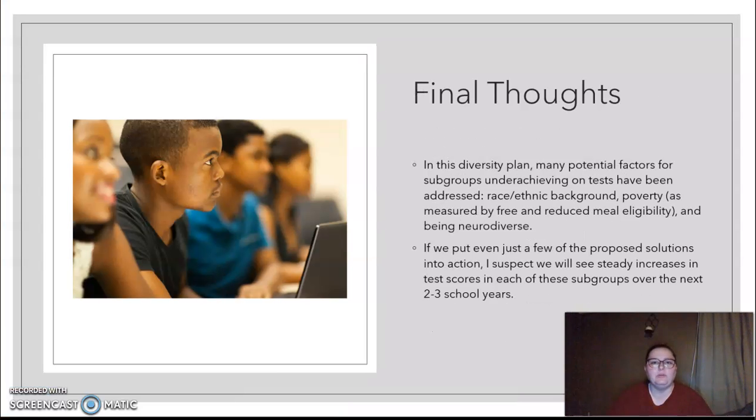So a couple of final thoughts. In this diversity plan, there were many potential factors for the underachievement of subgroups on tests that have been addressed. These include race and ethnic background, poverty, and being neurodiverse. If we put even just a few of the proposed solutions into action, I suspect that we will see steady increases in test scores in each of these subgroups over the next several school years.